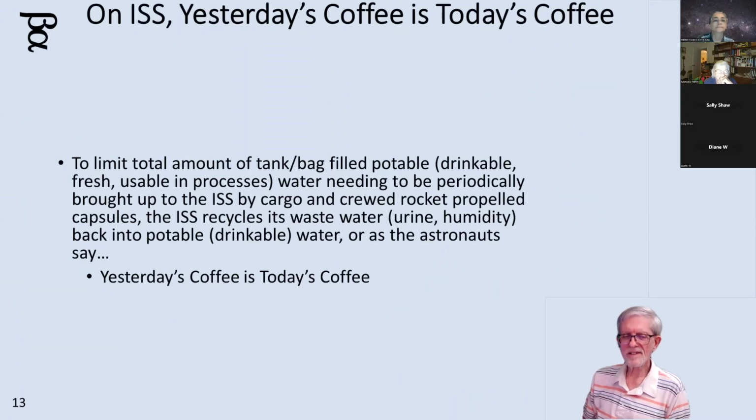Water can be recycled. There's a phrase that the astronauts aboard the ISS use: yesterday's coffee is today's coffee. So the water that made up yesterday's coffee that got extruded out as urine, and when your body gets hot, humidity, they recycle all of that, run it through the appropriate filters, and that adds to the water supply for tomorrow. But that doesn't completely replace all the water.